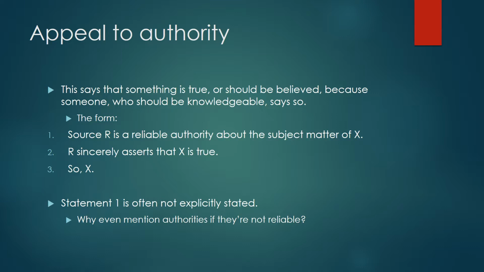The premise 2 says R sincerely asserts that X is true. That is, R says that X is true, and she's not lying and she's not joking. Okay? And therefore, what we conclude is just X, namely that X is true. Notice that statement 1 is usually not explicitly stated. Usually people wouldn't even mention authority if they're not reliable. So usually they just say somebody says that something is true, and the assumption is that this person is a reliable authority, even though that's not always true.